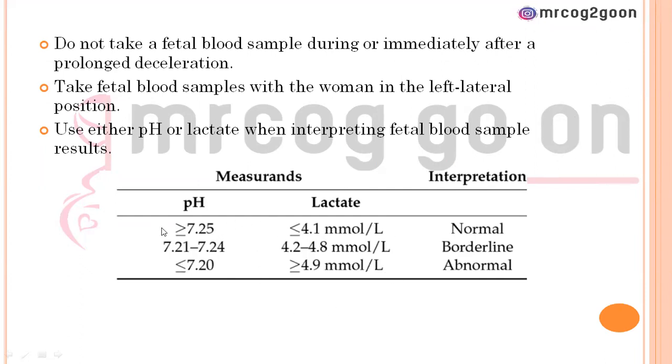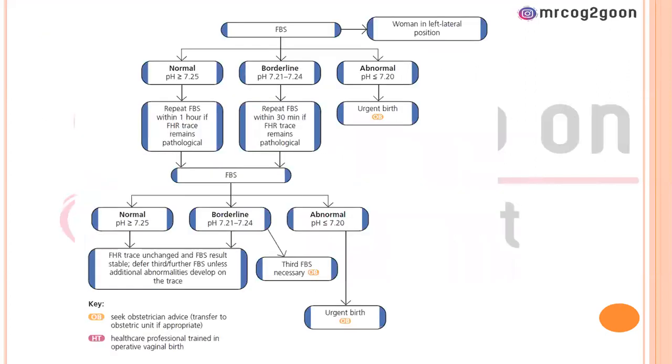Normally, pH will be 7.25 or more, and for lactate, it will be less than 4.1. Borderline is 7.21 to 7.24, and here 4.2 to 4.8. Abnormal is 7.20 or less, and here 4.9 or more. This table is very important. You have to know these numbers; both are equally important.